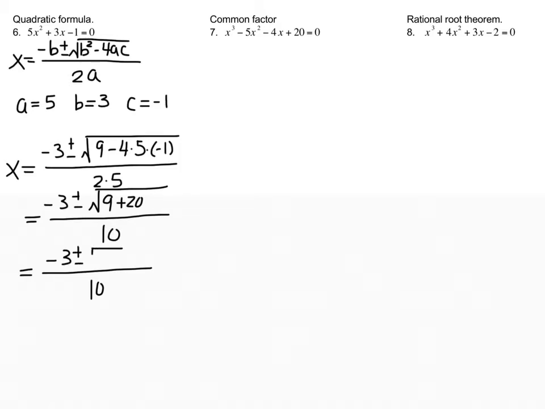9 plus 20, which is 29. Anything else I can do to further simplify it? Nothing else I can do, so that's basically it.